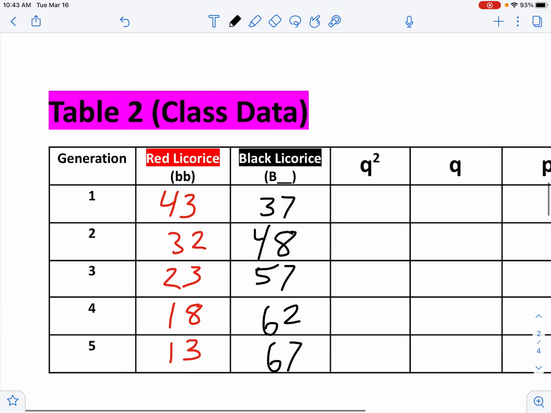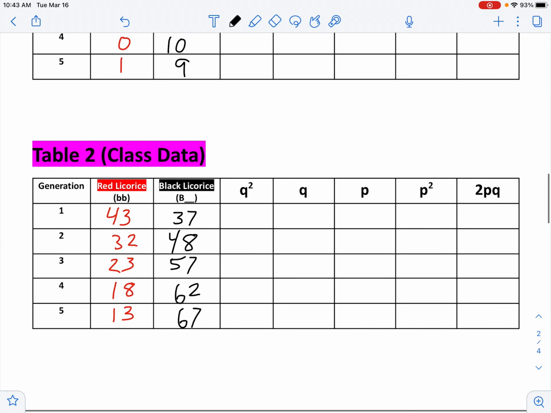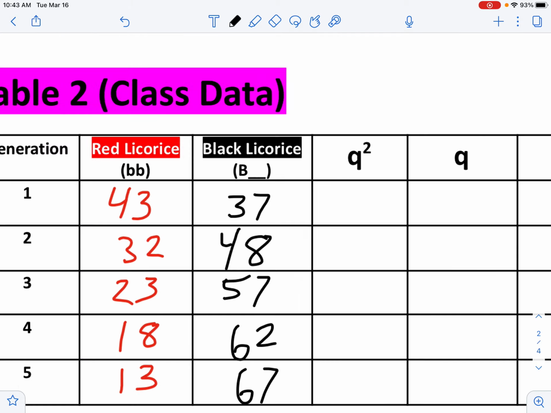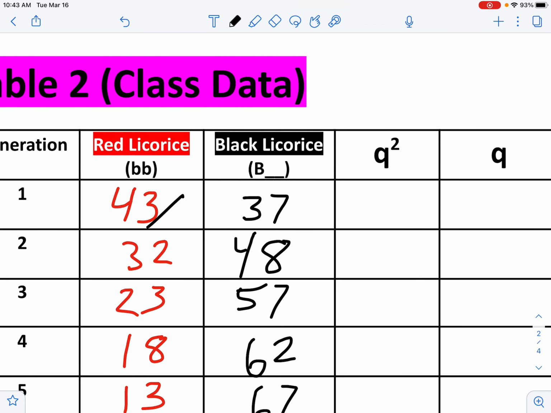Here's the class data that you can use to fill out your worksheet. So go ahead and use these. This was from my first hour. I'll do the first row here for you. So 43 plus 37 is 80. So the total would be 80. 43 divided by 80 would be Q squared as a frequency.